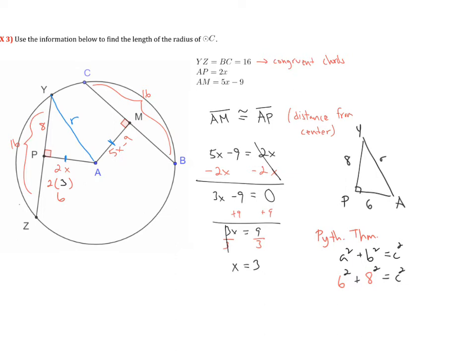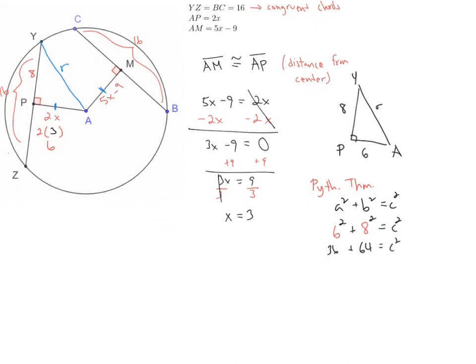You can go ahead and use a calculator to finish up the rest of this problem, but I'm going to finish it on screen. We get 36 plus 64 is equal to c squared. 36 plus 64 gives me 100 is equal to c squared. And last but not least, to get rid of that square right there, we're going to square root both sides because that's the opposite operation of squaring. And what I get is that c is equal to 10.